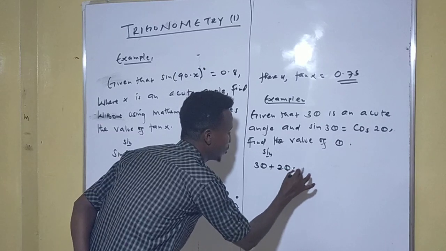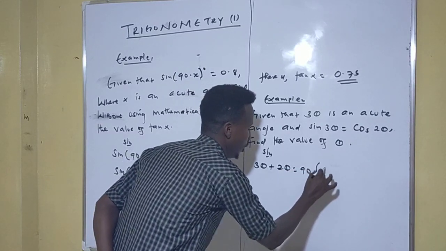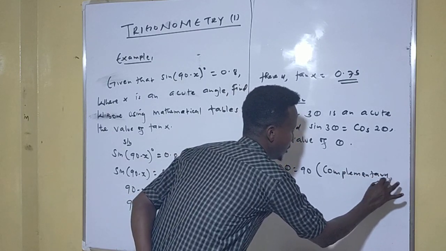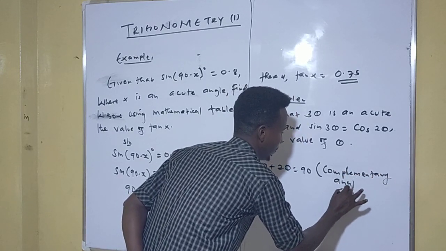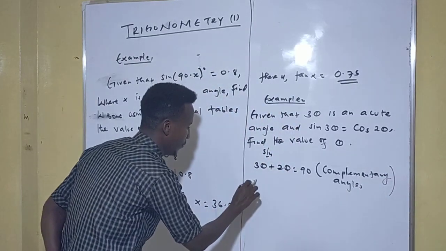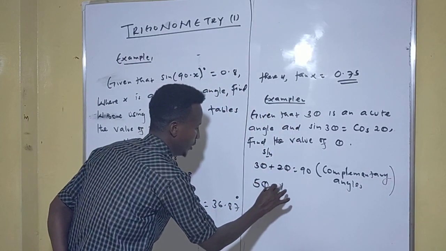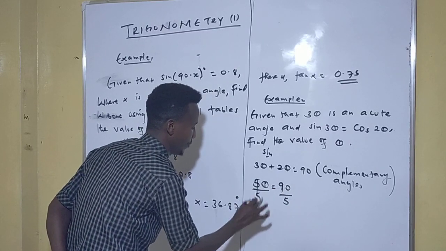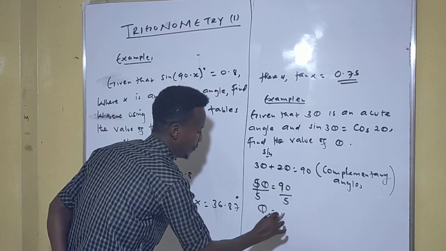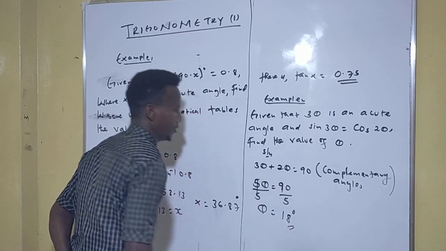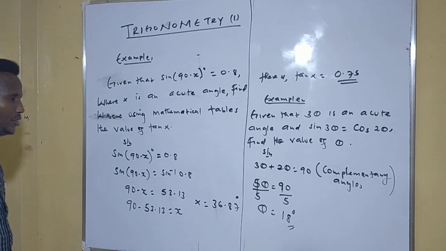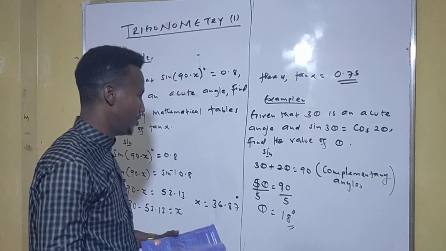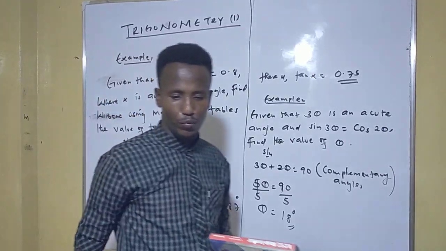3 theta plus 2 theta is equal to 90, complementary angles. Therefore, 5 theta is equal to 90. To get theta, divide here by 5 and here also by 5. So theta is equal to 90 divided by 5, which is 18. Very easy. They are complementary, meaning they add up, and you are told to get the value of theta. That will be 18 degrees, for your information.